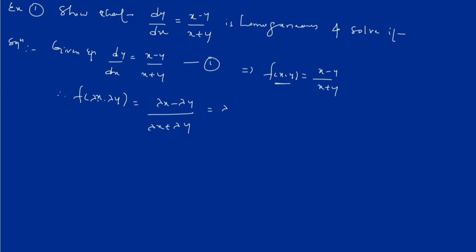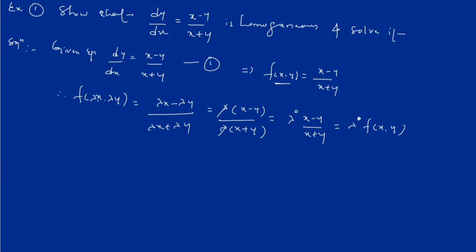By taking lambda common from both numerator as well as denominator, the lambdas get cancelled, which is equal to lambda to the power 0 times (x minus y) upon (x plus y), which is equal to lambda to the power 0 times the function f of x comma y. Lambda to the power 0 is 1.